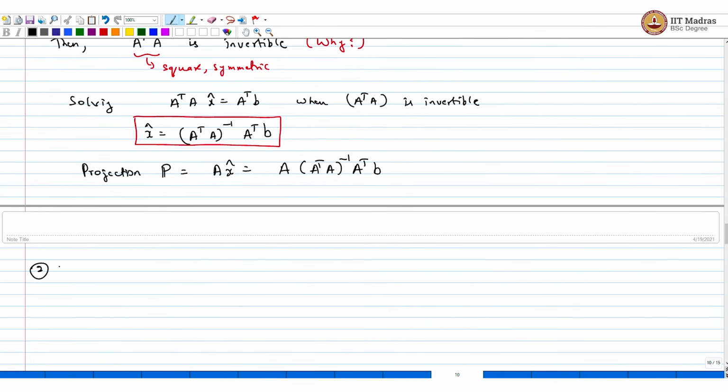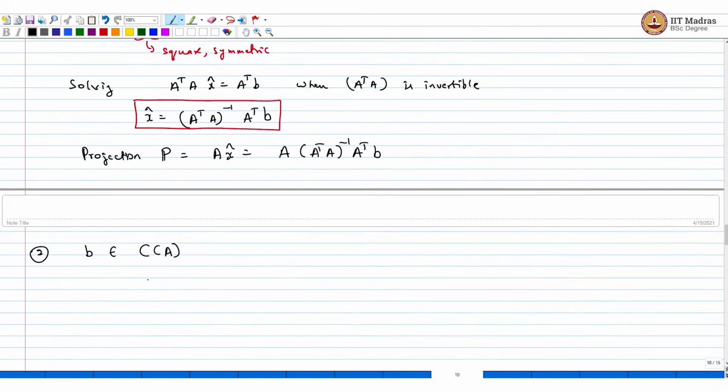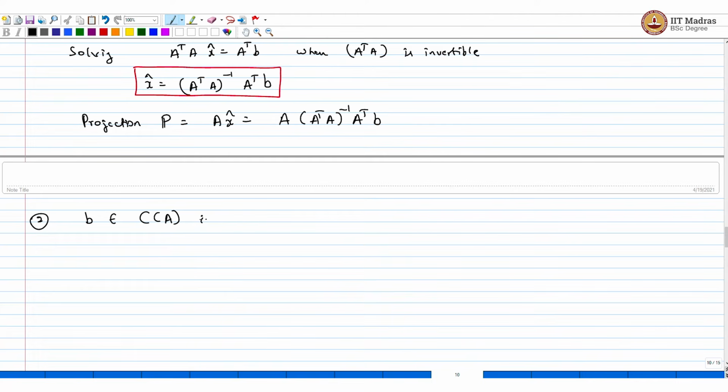Let us look at some other simple special cases. Suppose b belongs to the column space of A, then that is b equals some A times x. In this case, if I project, which is multiply by P, what should I recover? You can think about this. The idea is you are already in the column space of A. So if I project, I should not change the vector at all. I should recover b, and that is what happens.